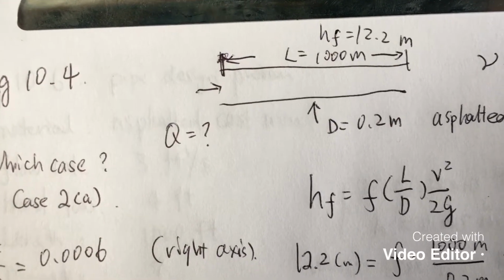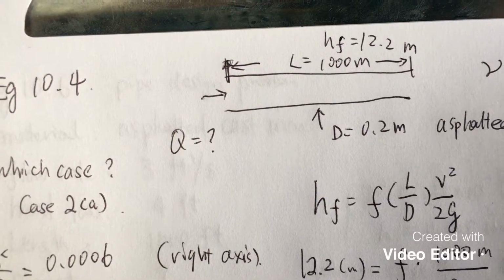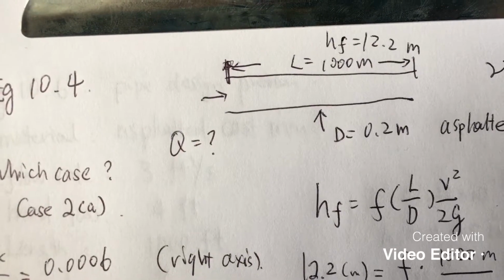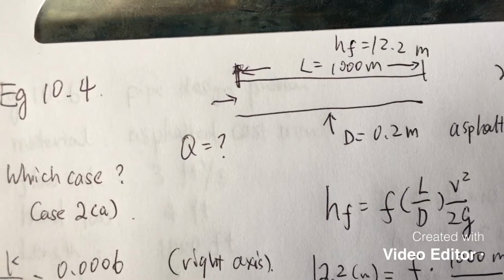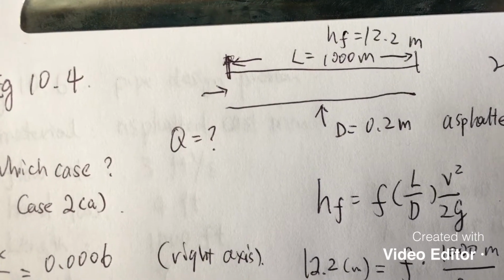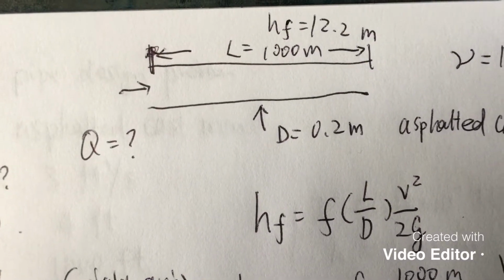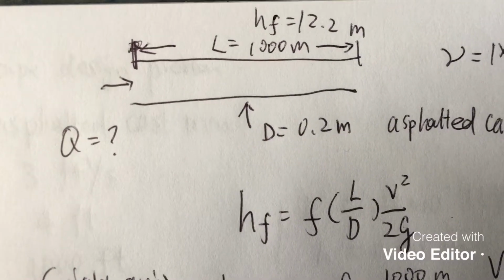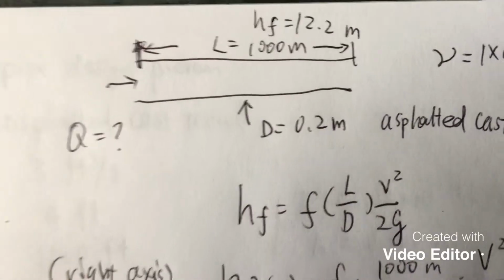Obviously, in this problem we are calculating flow rate, which basically means velocity, right? Because we know the diameter, we know the cross-sectional area. So flow rate is just velocity times the cross-sectional area. Our goal is to find the velocity. In the Darcy-Weisbach equation, we have the velocity, so we start from there. HF equals FL over D times V squared over 2G.